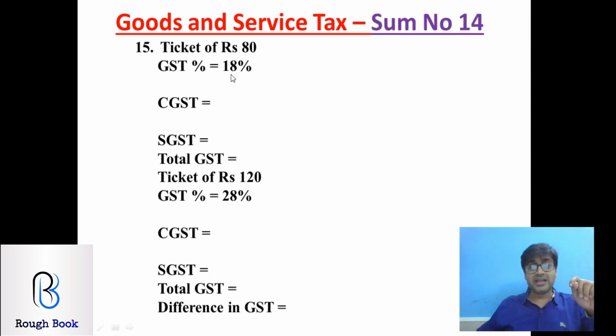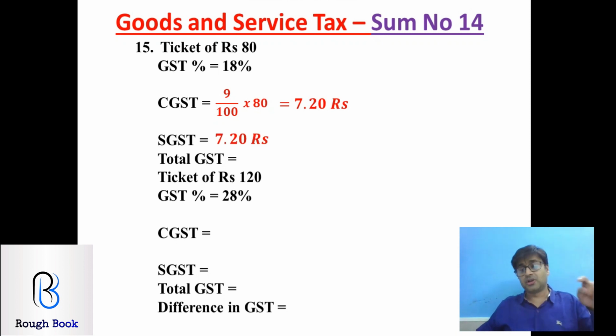So it is going to be 18% of 80 or 9% of 80? Correct, 9% of 80. Mental math, 72. Correct. So 7.20 rupees. Did you get this only? Oh, you didn't start. Come on, begin now. So SGST also the same. Pause the video, get me the total GST. 14.40. Common sense, mental math.